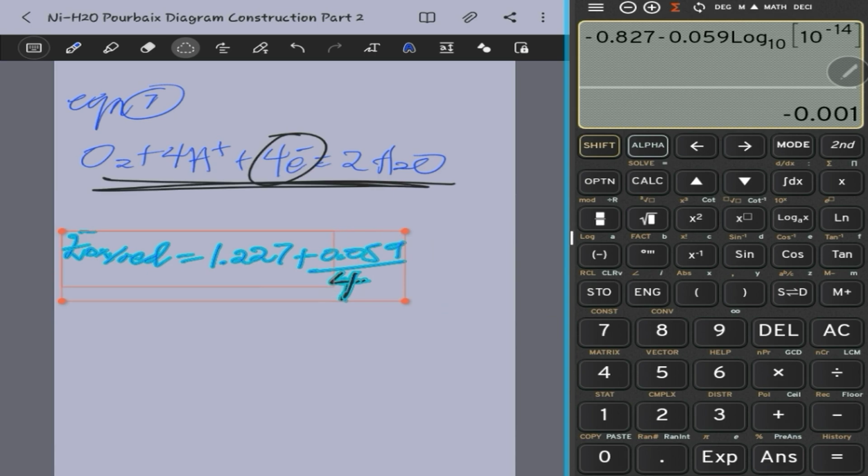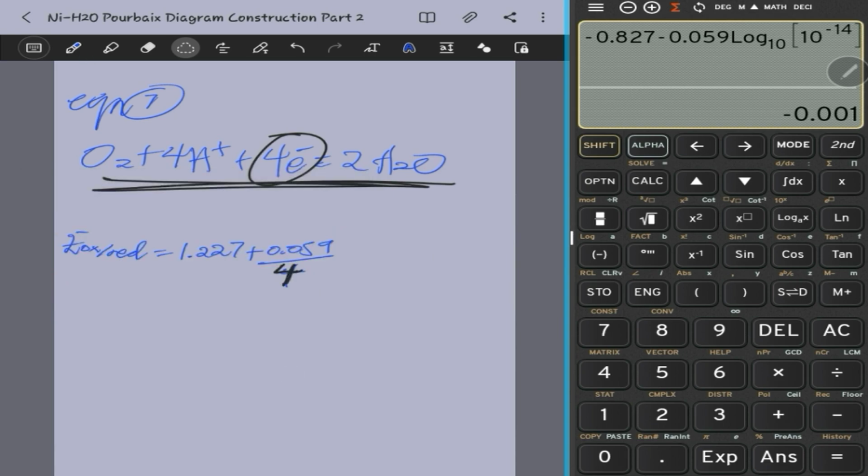I'm just going to put the reactants and products. So we have log. Here we go straight forward. On the reactant side, the species are hydrogen and oxygen. But we know that the oxygen is a gas, so the partial pressure of air is 1, and we take that out. It's 1, so we don't write it.